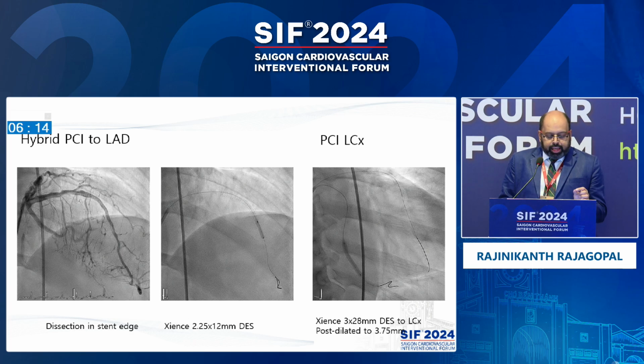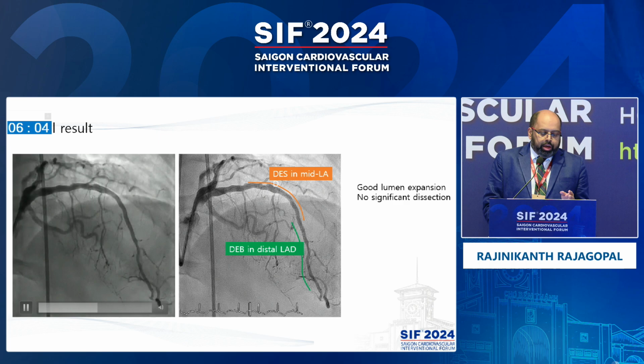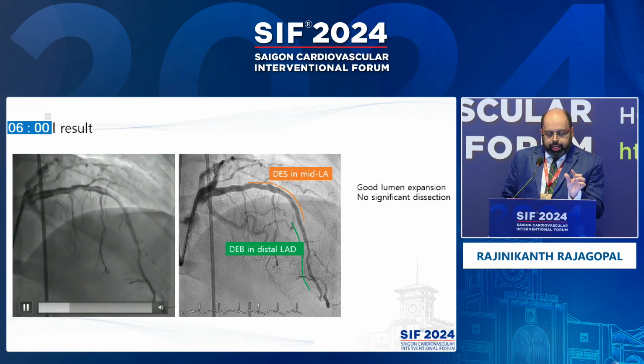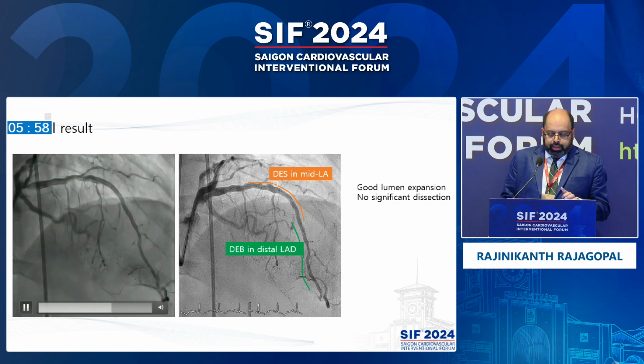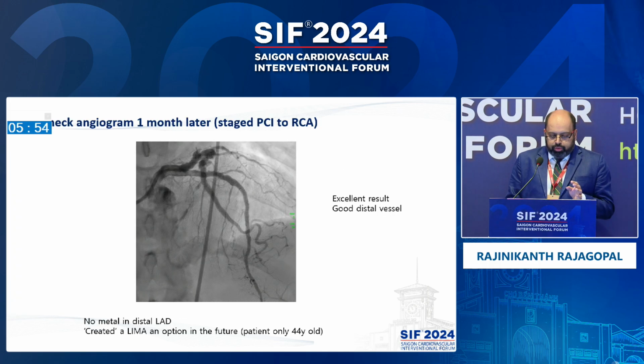And we got some dissection in the distal stent edge. We put in a second stent just to cover the dissection, and later finished PCI to the circumflex with a stent. So this was the final result. Here you can see that we put in a stent only in the proximal to mid LAD, and we put in 2 DCBs in the distal LAD. It was satisfactory because we had good lumen expansion, no significant dissection.